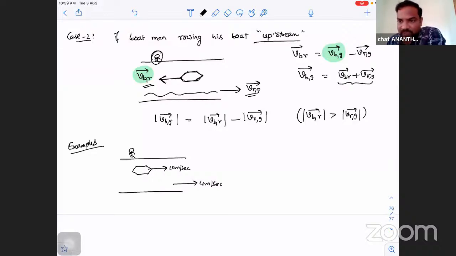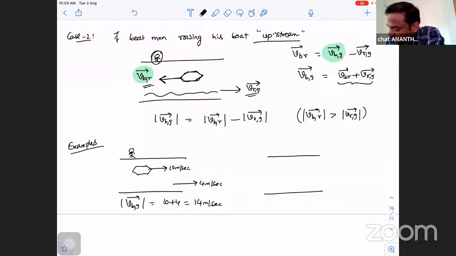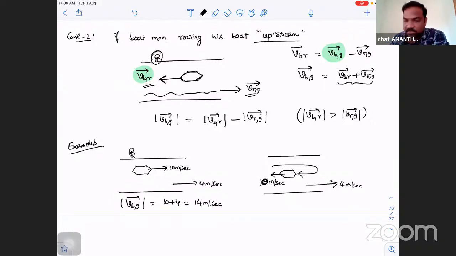The boat's speed is actually 10, but the river also flows at 4 meters per second, and so the boat's velocity is added. Then the velocity of the boat as seen from the ground will be 10 plus 4, which is 14 meters per second. Suppose that same boatman took a U-turn. Now the boatman is moving opposite to the river flow with 10 meters per second.